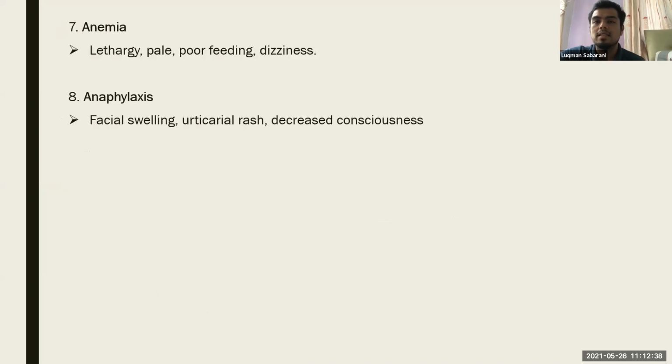Next is anemia, where the patient presents with lethargy, pallor, poor feeding, and dizziness. And lastly is anaphylaxis, where the patient can have facial swelling, urticarial rash, and decreased consciousness.